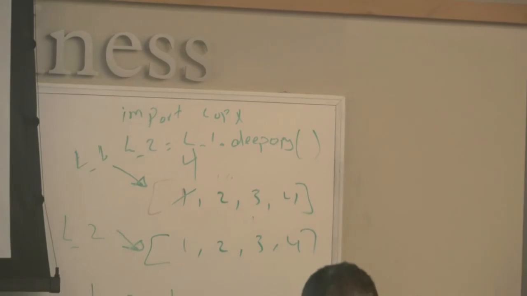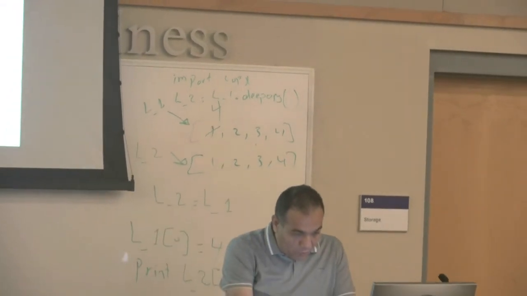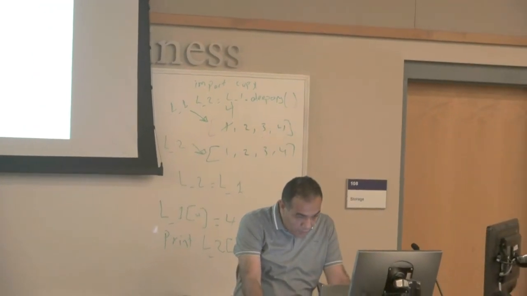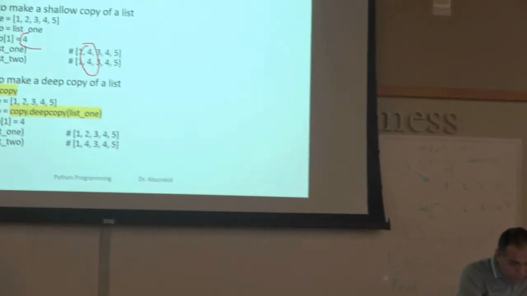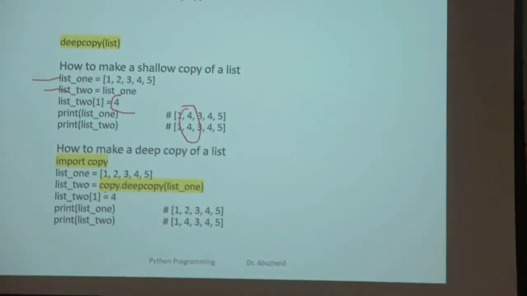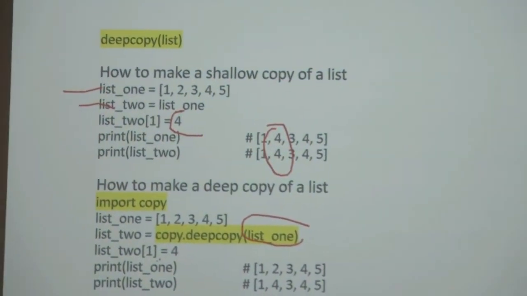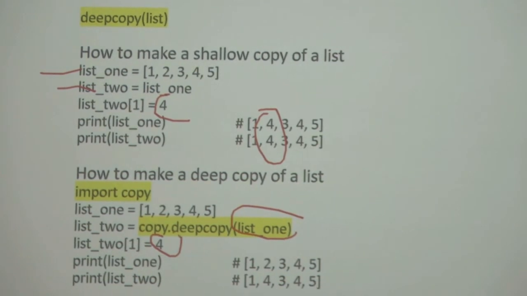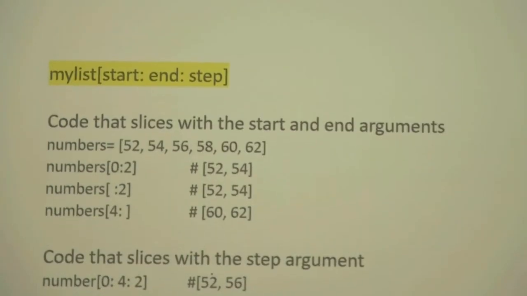Okay, so what we did in here, we created the list. We copied one to the other one. When I changed it in here to 4, it was changed in both. It was a shallow copy. However, when I use deep copy in here, okay? When I changed it for list 2, it did not change for the other list. It changed only for the first list. Alright? So you have to be careful what you are doing, deep copy or shallow copy and all of that.